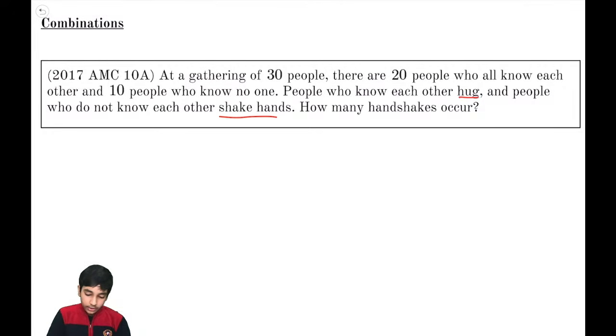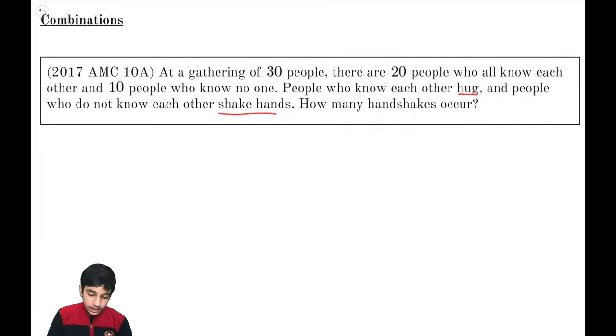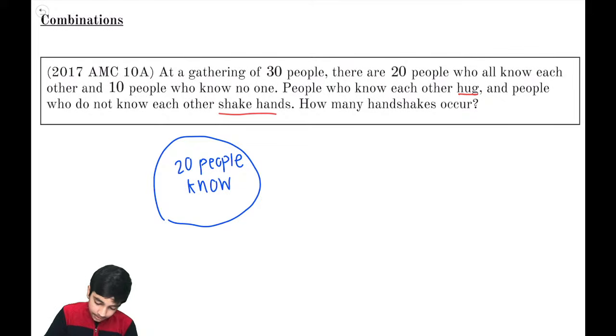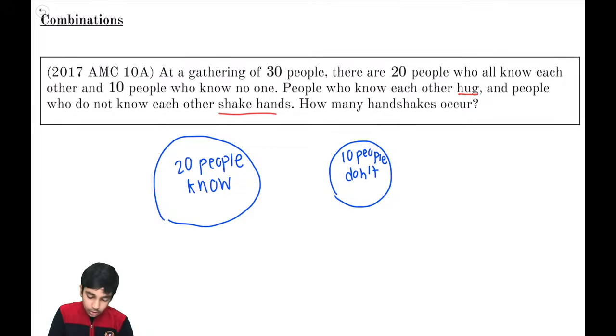Well, firstly, we should note that out of the 30 people, we can think of them as two different groups. The 20 people who all know each other, and another group of 10 people who don't know each other or anyone else. So these are the two groups.